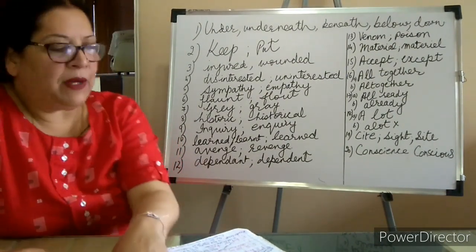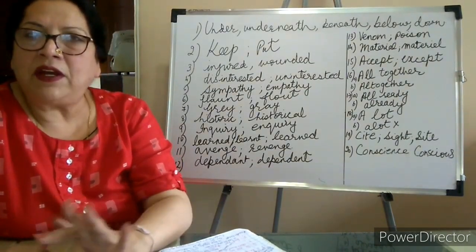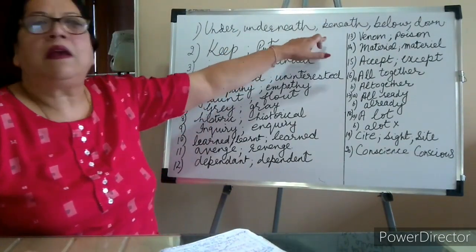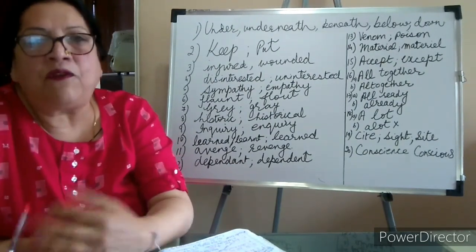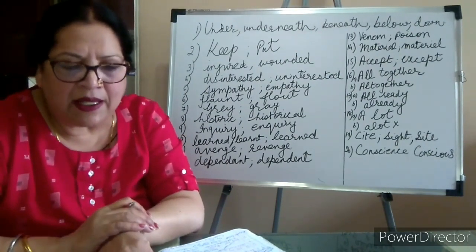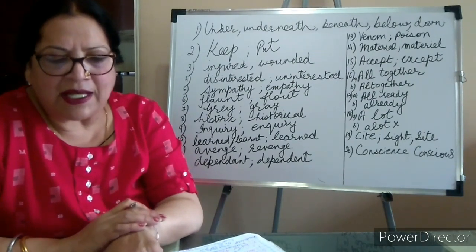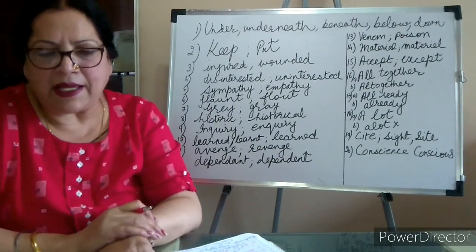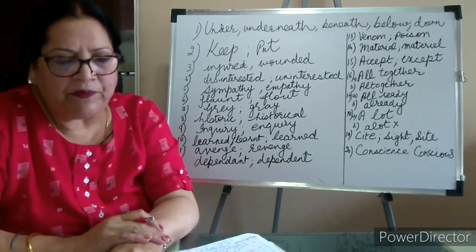Then the second word that we have, underneath, is often used to say something that is covered by another thing. Now, underneath and beneath mean the same thing, but actually beneath is a formal literary word. So they're interchangeable, underneath and beneath. It is often used to say that something is covered by another thing. And beneath has the same meaning as under or underneath, but it's a formal literary word.